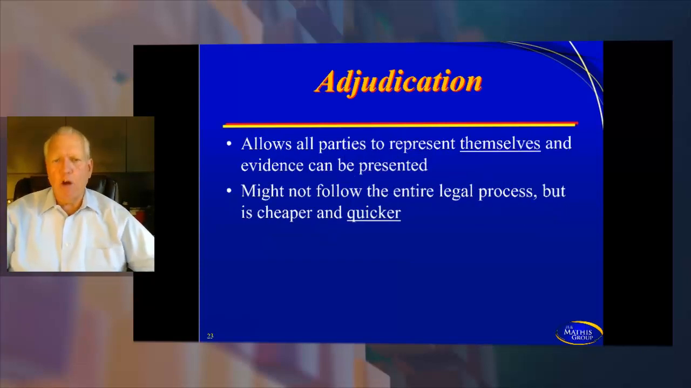Adjudication. This allows all parties to represent themselves and evidence can be presented. It might not follow the entire legal process, but it's cheaper and it's quicker. With adjudication, all parties are able to represent themselves, which means it's cheaper because they don't have a lot of lawyers involved. Both parties present their sides, and then you normally will have an impartial person who will do their best to get the two to come together and talk through this.